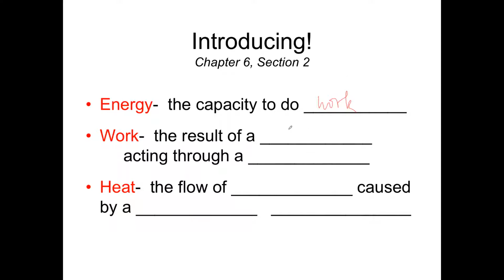Work is the result of a force acting through a distance, and heat is the flow of energy caused by a temperature difference, okay? Caused by temperature difference. Okay, so energy is the capacity to do work. Work is the result of a force acting through a distance, and heat is the flow of energy. We're gonna chew on these terms a good bit now.